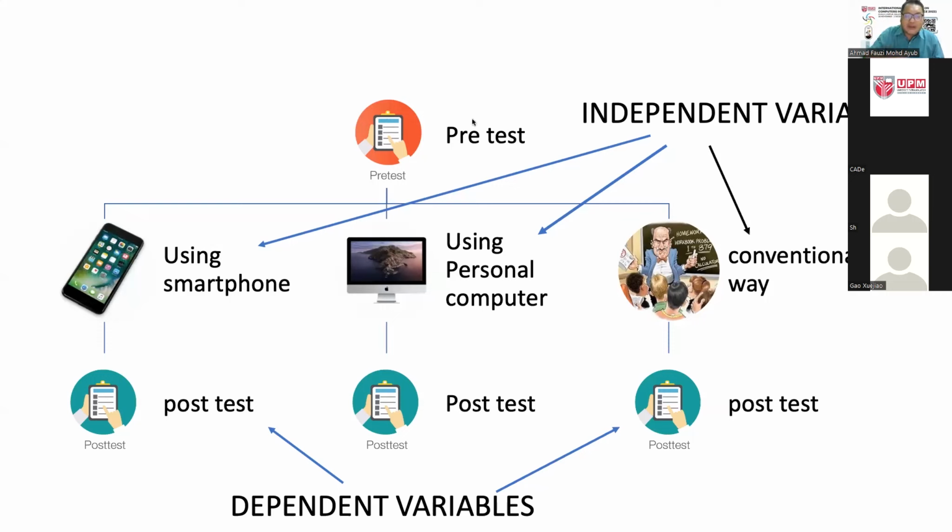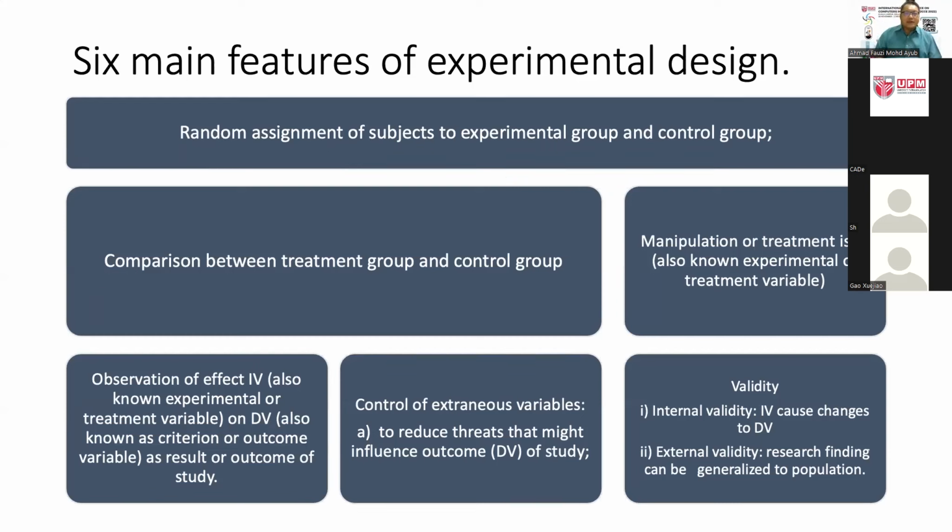On top of the pre-test, maybe you have other external variables that you need to identify earlier before you conduct your research. Okay. Basically, in the experimental design, there are six main features that you need to understand. When you plan to do an experimental design, the first thing is that you need to have a random assignment. Later on, we will see the different types, because in quasi-experimental designs it is different. But the main feature is a random assignment of the subjects. Because you are doing inferential statistics, one of the prerequisites is random assignment.